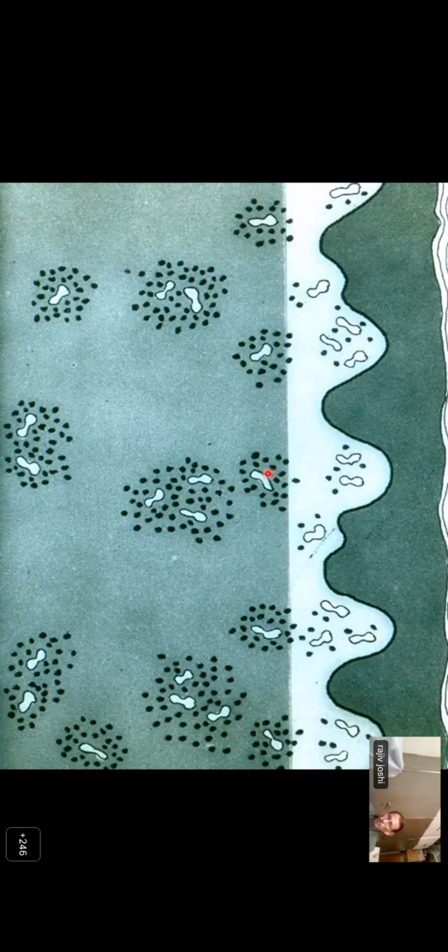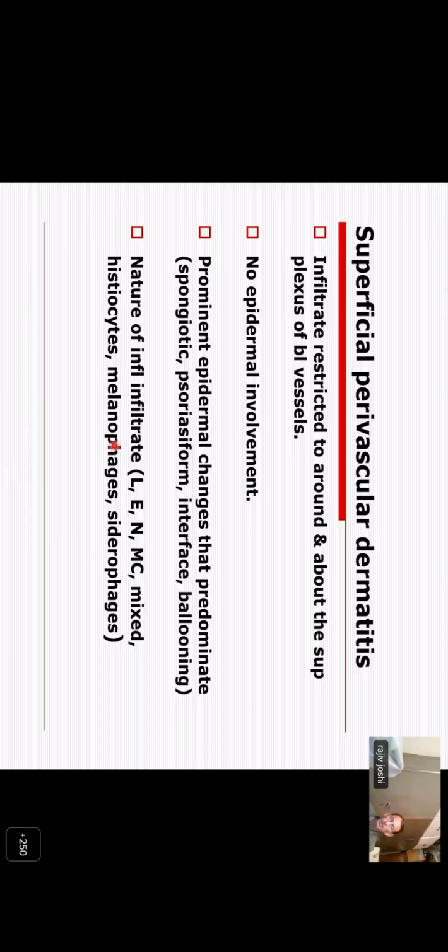So superficial perivascular, as the name suggests, the inflammation is restricted mainly to the upper part of the dermis around the blood vessels of the superficial plexus. Superficial and deep would mean superficial and deep involvement. So a different group of diseases show this pattern.